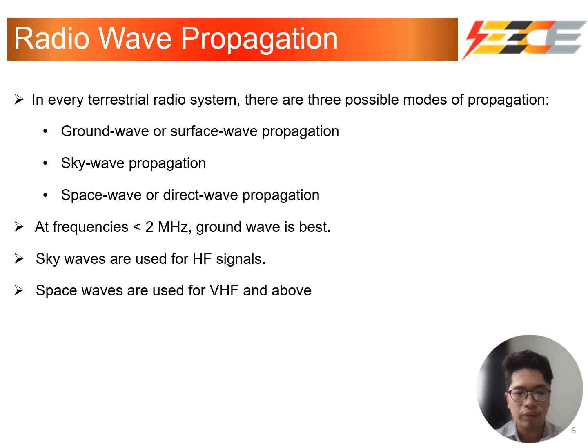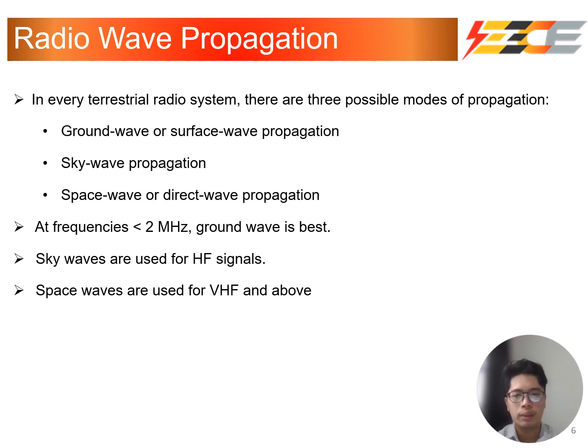Moving on to space wave or direct wave propagation. The waves travel in a straight line from the transmitting antenna to the receiving antenna. Space wave propagation, also called line of sight, requires a path where both antennas are visible to one another and there are no obstructions. VHF and UHF communications typically use this path. The radio horizon is greater than the optical horizon by about one-third due to refraction of the atmosphere.